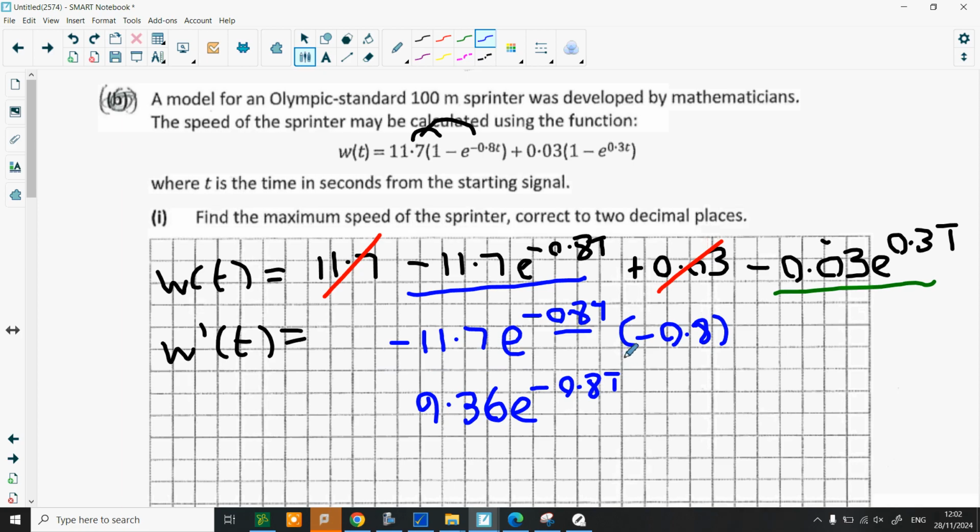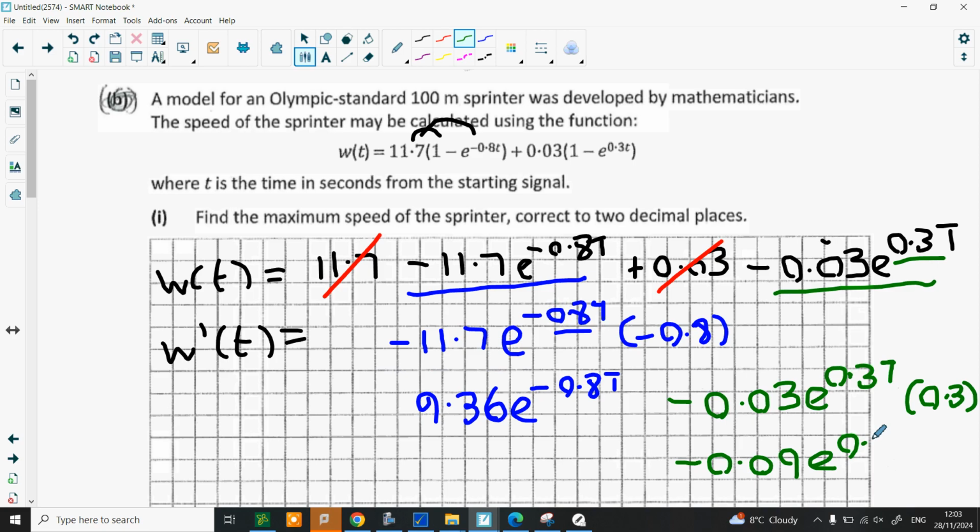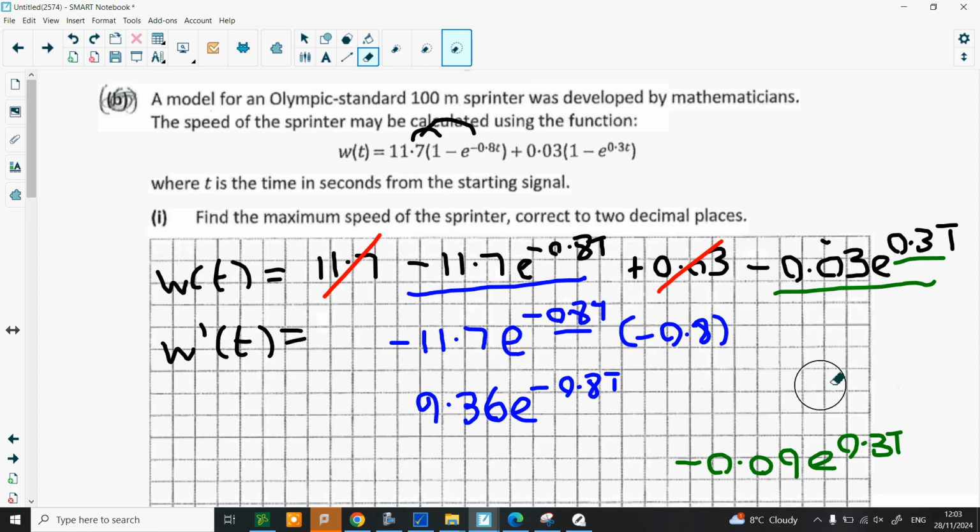Now, same deal here. Minus 0.03 e to the 0.3 t, because when you differentiate it, it turns back into itself. We've got to differentiate the power, which is an extra 0.3. And what's 0.3 multiplied by 0.03? Minus 0.09 e to the 0.3 t. Is that okay? You cool? All right. Now, here we go.